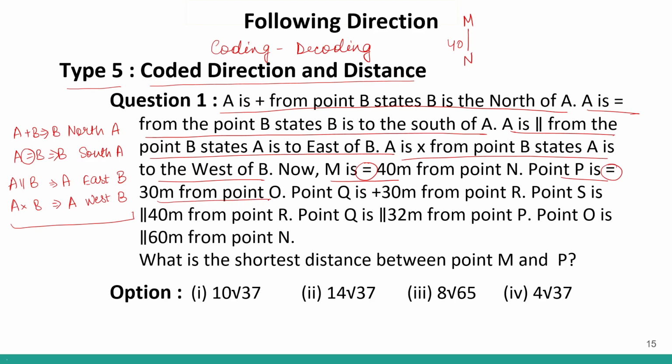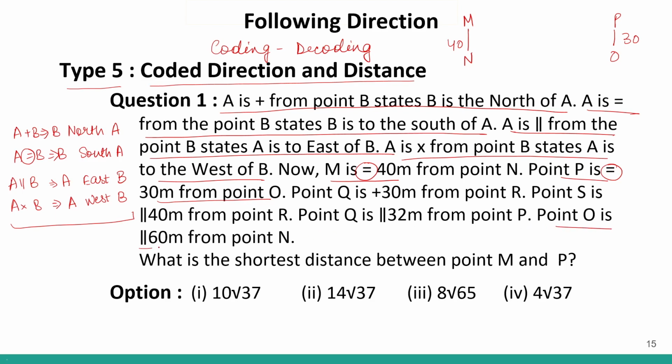Then O. So O will be south of P. I am just writing it over here. O will be south of P by 30 meters. We'll join this later with the main diagram. Then Q and R is mentioned. We can't use this information right now. S and R is mentioned. Again, Q and P is mentioned. No use. Then O and N is mentioned. So we can use this.